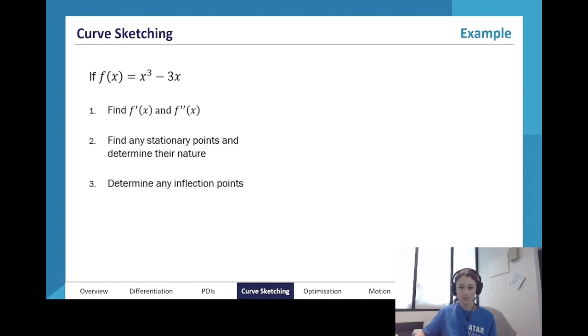So let's get into it. Firstly, we need to find the first derivative and second derivative. So our first derivative is going to be equal to 3x squared, take 3. Our second derivative is going to be equal to 6x. Remember, we're finding the derivative of the first derivative. And now we need to determine any stationary points and their nature. So remember, a stationary point occurs when the first derivative is equal to 0.